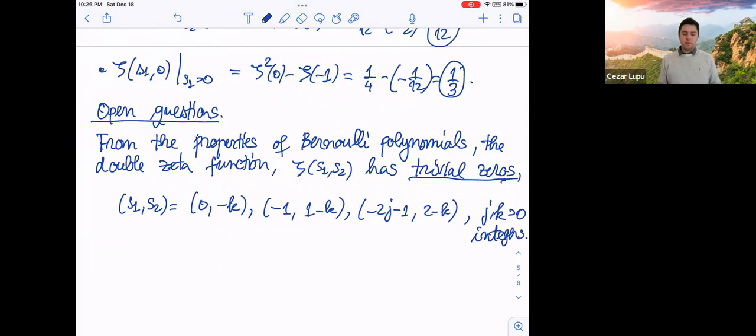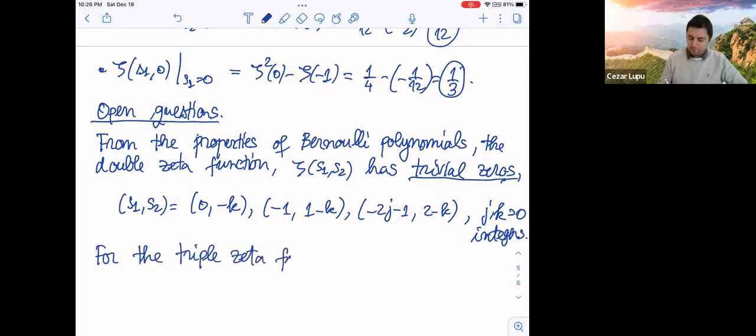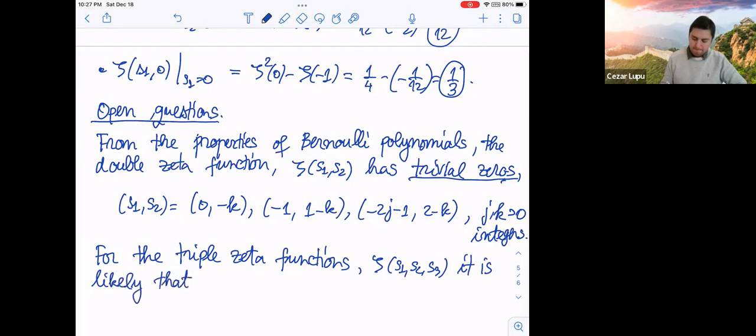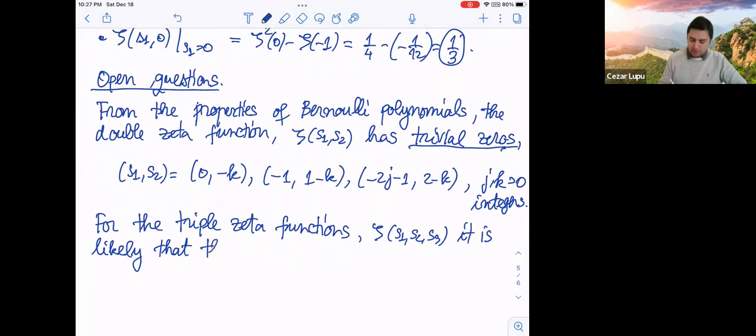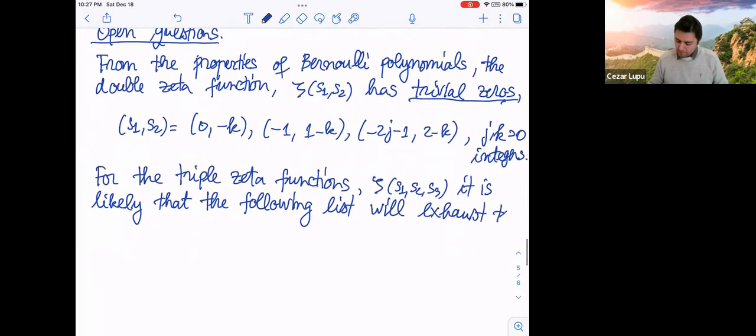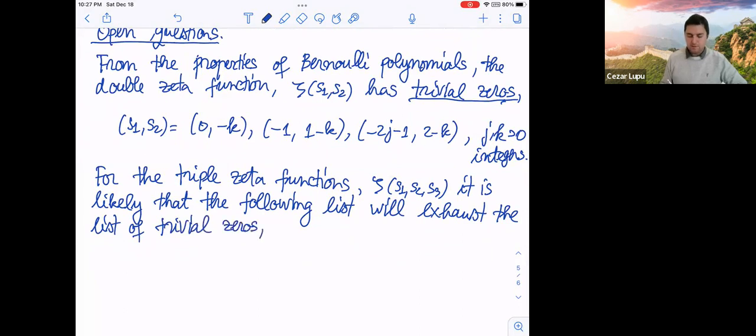All right, and the same thing goes for the triple zeta. So it is a conjecture. It is likely for the triple zeta functions, zeta of S1, S2, S3, that the following list will exhaust the list of trivial zeros. And this was the list given by Zhao in his paper. And it's like this. I don't know it by heart, so I'll just copy it down.